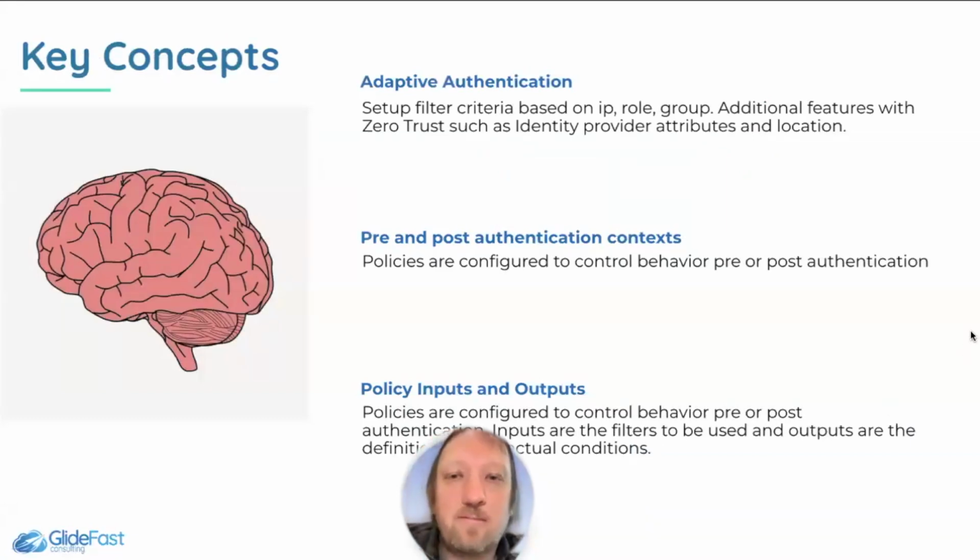So some key concepts, there's adaptive authentication, which is going to allow you to set up filter criteria based on the IP, role and group. And there's an additional offering with Zero Trust, such as identity provider attributes and locations. So if you're using SSO and the identity provider provides some other attributes, you can actually use those as part of the authentication as well. Also, with a lot of these products, there's a core offering and then some additional premium offerings that you can add. Zero Trust is one of those offerings.